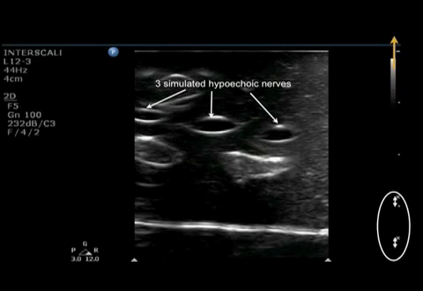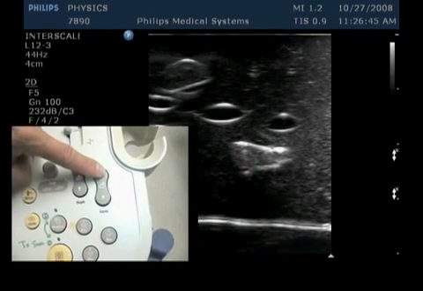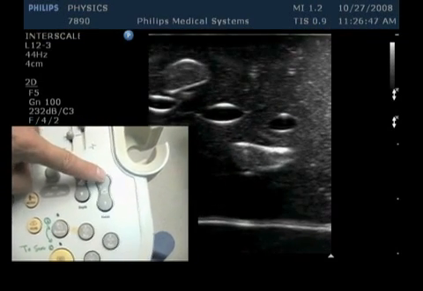The following video example demonstrates how the image quality will improve over the targets of interest when the focal zones are placed in a correct location.